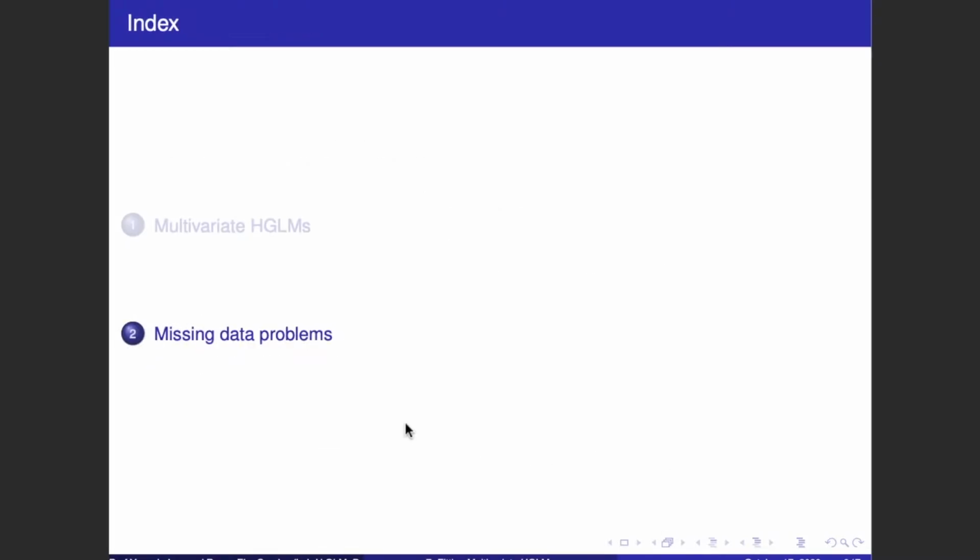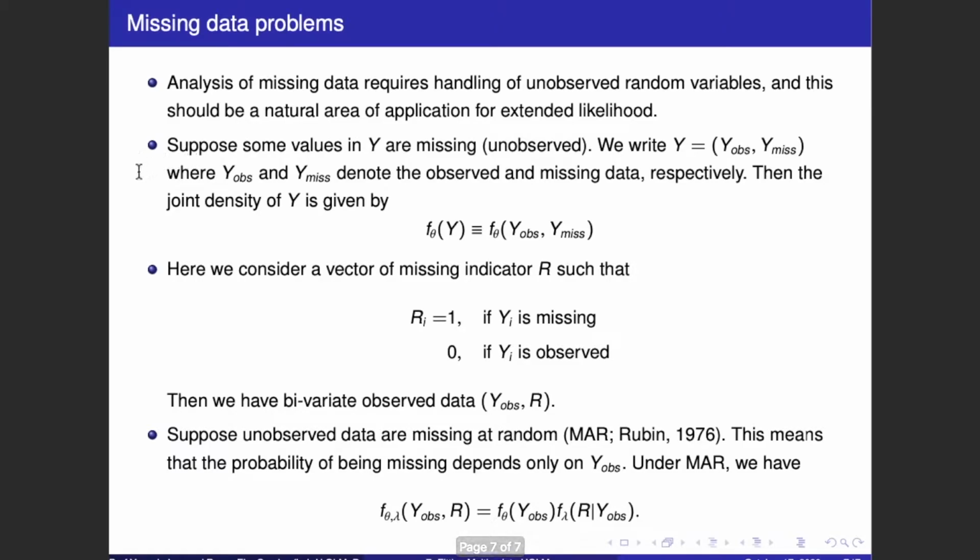Section 2, missing data problems. Analysis of missing data requires handling of unobserved random variables, and this should be a natural area of application for extended likelihood. Suppose some values in Y are missing or unobserved. We write Y obs and Y miss, where Y obs and Y miss denote the observed and missing data respectively. Then the joint density of Y is given by f theta (Y obs, Y miss).